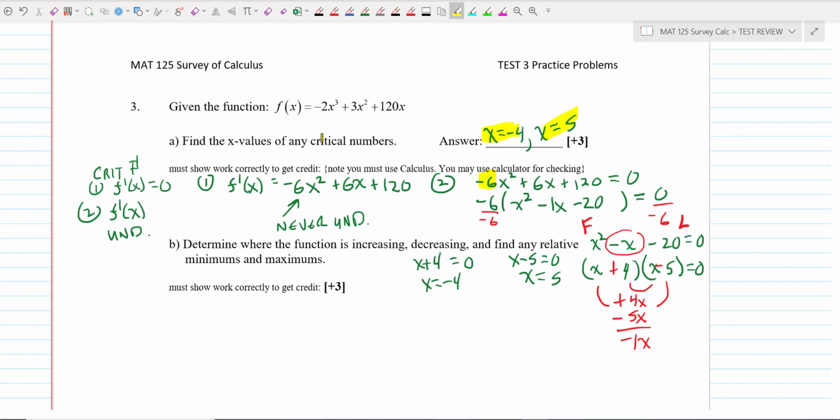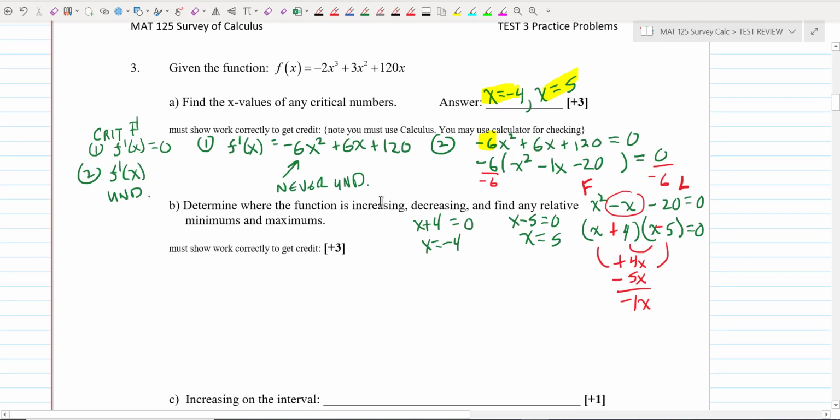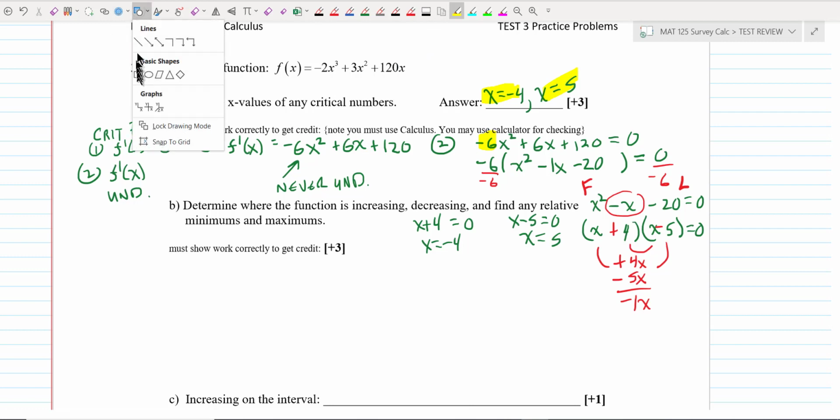Okay, so that's how you want to do a critical number. Factoring is a key thing. You could also do the quadratic formula on that too if you wanted to, but it's more work and more time consuming. Okay, now what we want to do is we want to get into the sign chart.